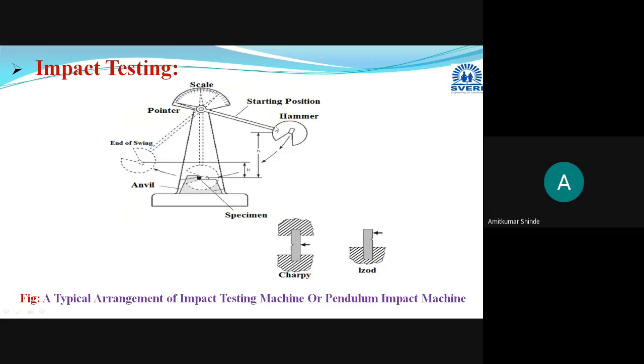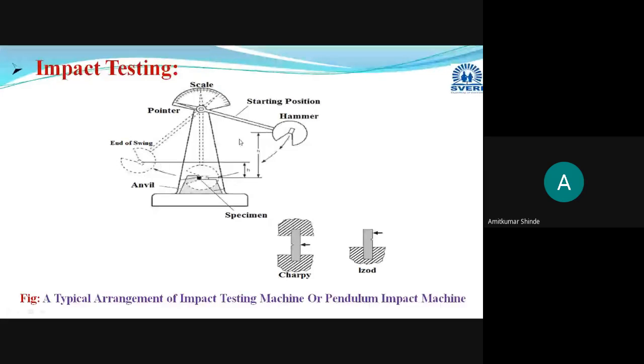Here, this is the starting position, and this is the swing position of the hammer, and here also you have to mark its height. That height is also measured. This is the h dash. This h is the initial height of the hammer, and this h dash is the swing height of the hammer.